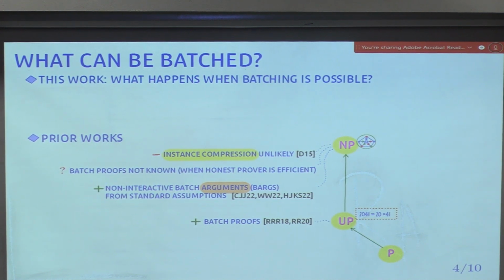Yeah, so in this work, what we did was we asked the flip question. So assume you can batch NP statements. So then what happens? But batch proof is not only doing witness compression, in some sense it also has to do instance compression because there are T instances. The verifier is allowed to see the instances, yeah. Right.